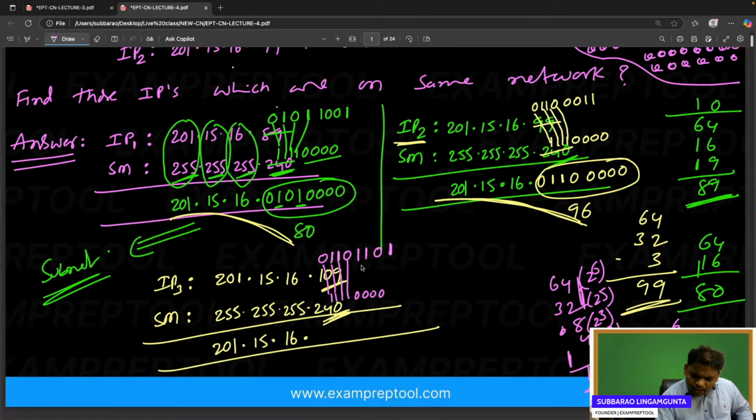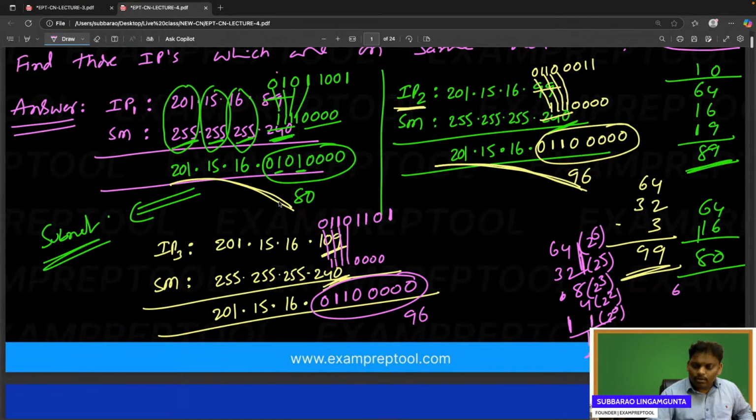Just convert into binary and do the AND operation. There is nothing in that, so it is 0. Second one is 1, third one is 1, fourth one is 0. Remaining all will be zeros. If you observe clearly, this is 96.